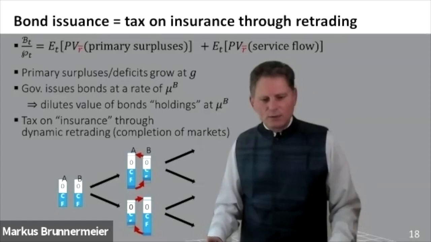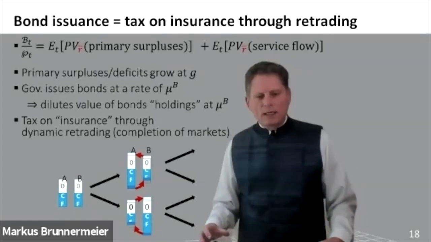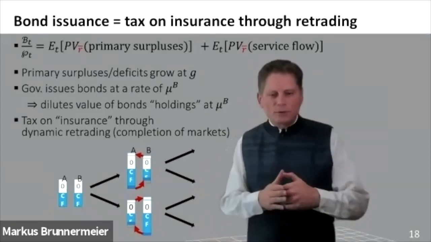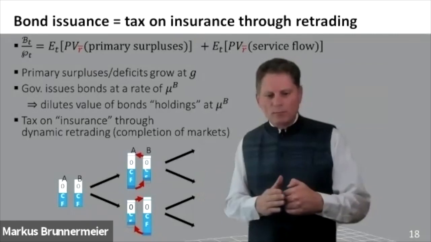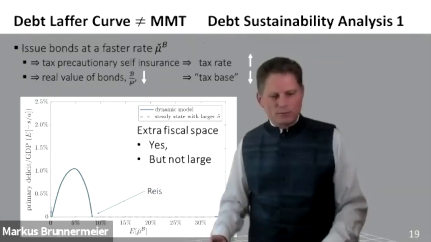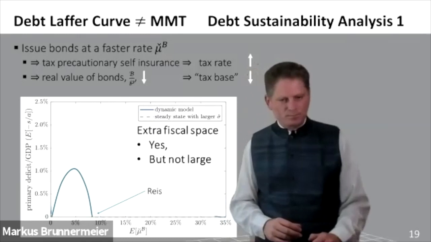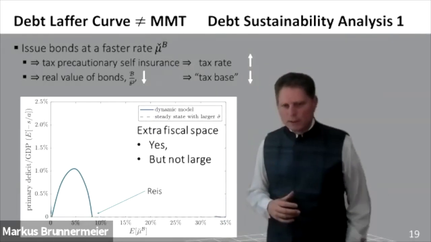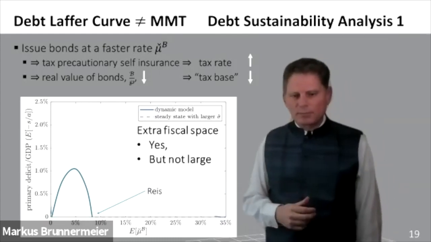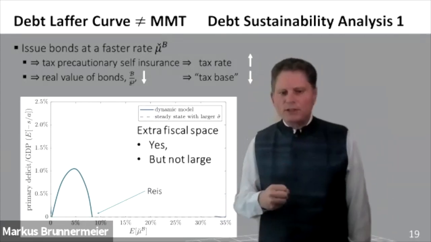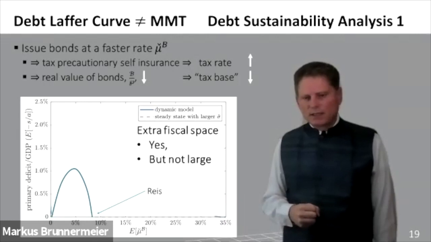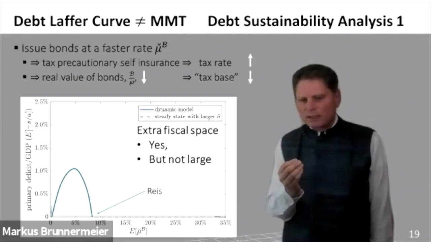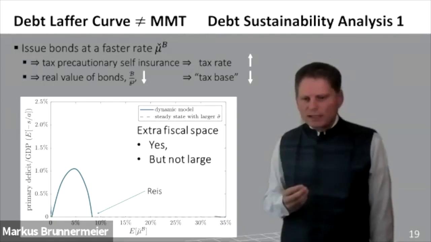And that's the way I would like to see. What is the value of the government bond if you change how fast or how much the government issuance of the bond setting is? That's something like a debt Laffer curve, and that's the first part of the debt sustainability analysis. So if the government issues bonds at a faster rate, what happens? As I just mentioned, it's like taxing the precautionary self-insurance.